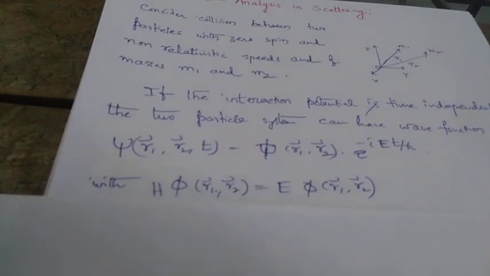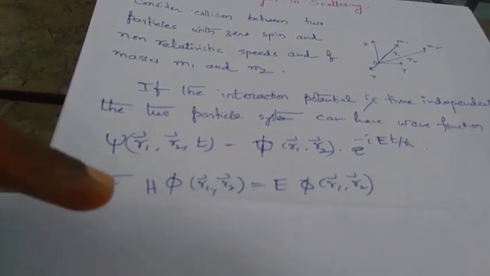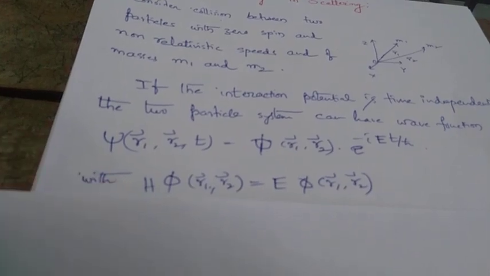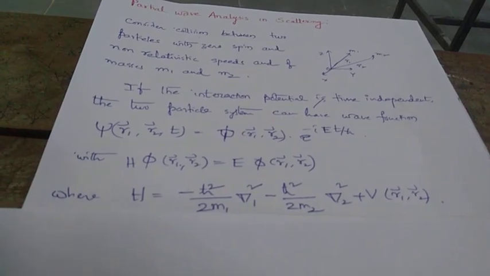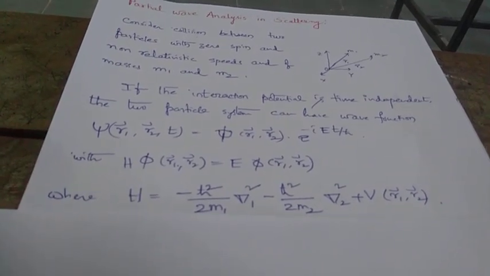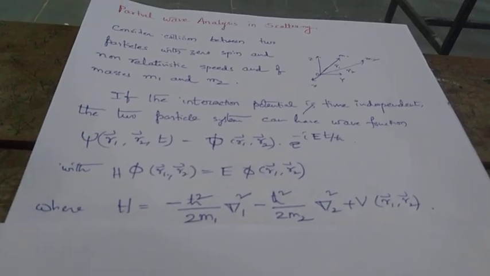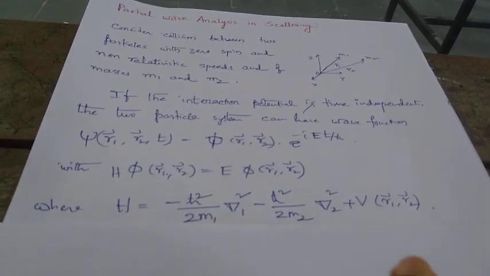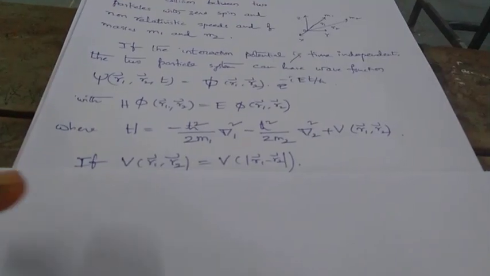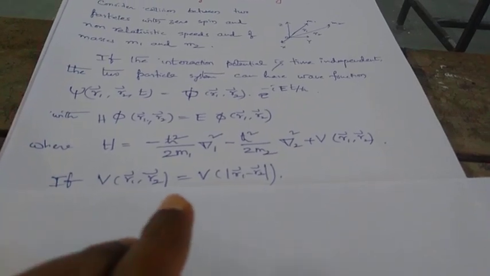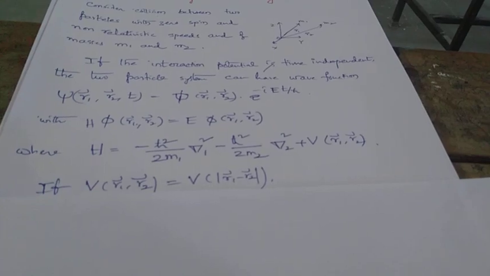Then we see that the Schrodinger time independent wave equation will look like H phi equals E phi, where H is our Hamiltonian of the system, which is the kinetic energy of the first particle, the kinetic energy of the second particle, and the potential energy of the two particle system. We actually deal with a potential which depends just upon the separation of the r1 and r2 vectors.